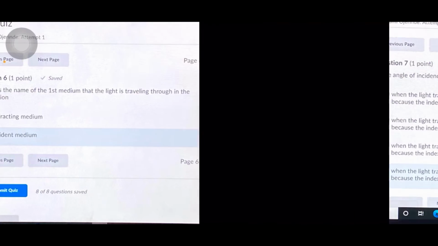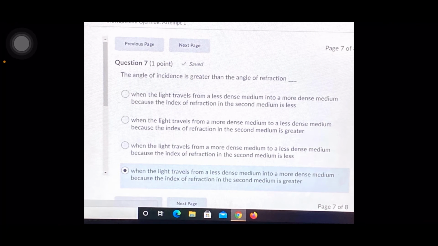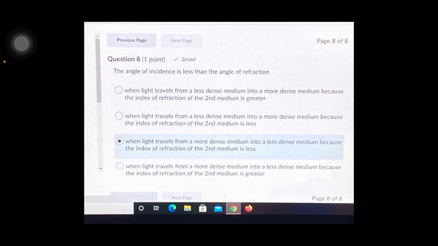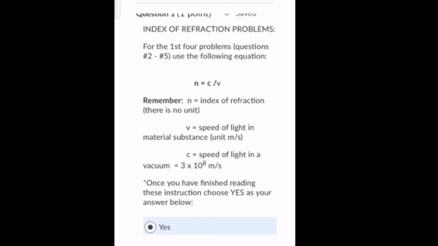Yes, incident medium. The angle of incidence is greater because the angle of refraction, I really don't want to read all that. So when the light travels from a less dense into a more dense medium, your angle of refraction in the second medium is greater. This one always confused me, but you can read through that. And then this is the exact same thing, but reversed. So the other one was greater, this is less. And that is it.